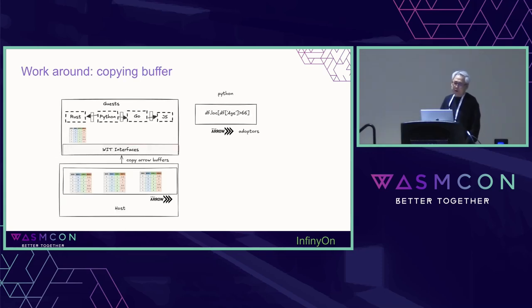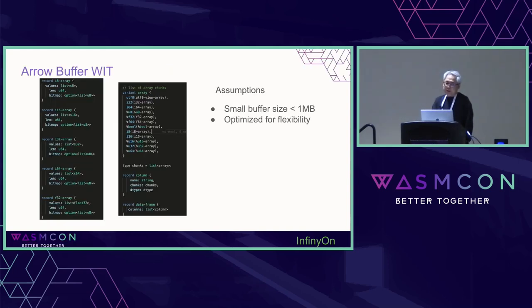Okay. So the next workaround is to copy the buffer. Instead of sharing the buffer, you copy the Arrow buffer into the guest, and then you can consume it the same way. So you still can consume this buffer inside a Python or Rust data frame library, but you're copying some data. Now, the assumption is that this buffer size is fairly small, because when you're dealing with real-time operations, the amount of data tends to be not that big, because you're not accumulating a huge amount of rows, only certain things as you chunk the time.